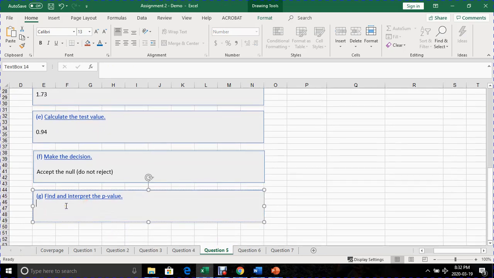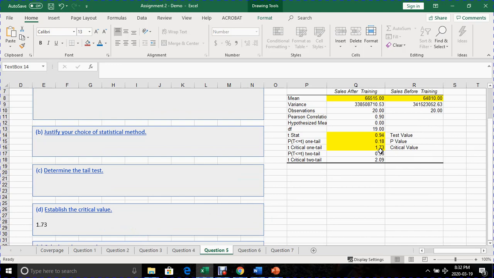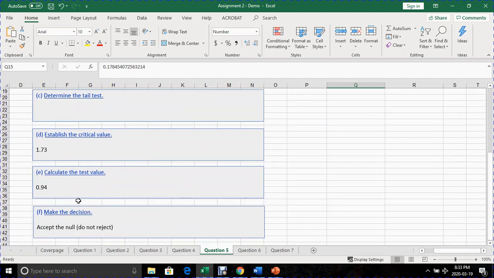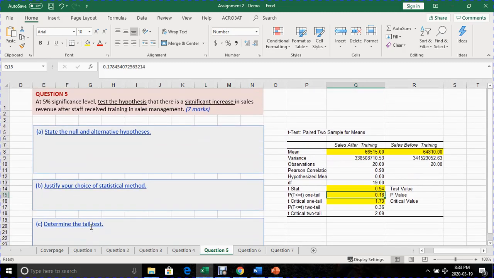And then finally, we have to find and interpret the p-value. The p-value here is 0.18. So what is the interpretation of that? That means 18%. If we choose to reject the null, then we're going to incur an 18% error in making such a decision. Because the p-value is more than the significance level, we have to accept the null. The p-value of 18% is greater than the alpha of 5%. So the decision confirms our step 6, which means we accept the null and do not reject it. We do not reject the null when the p-value is more than the significance level.